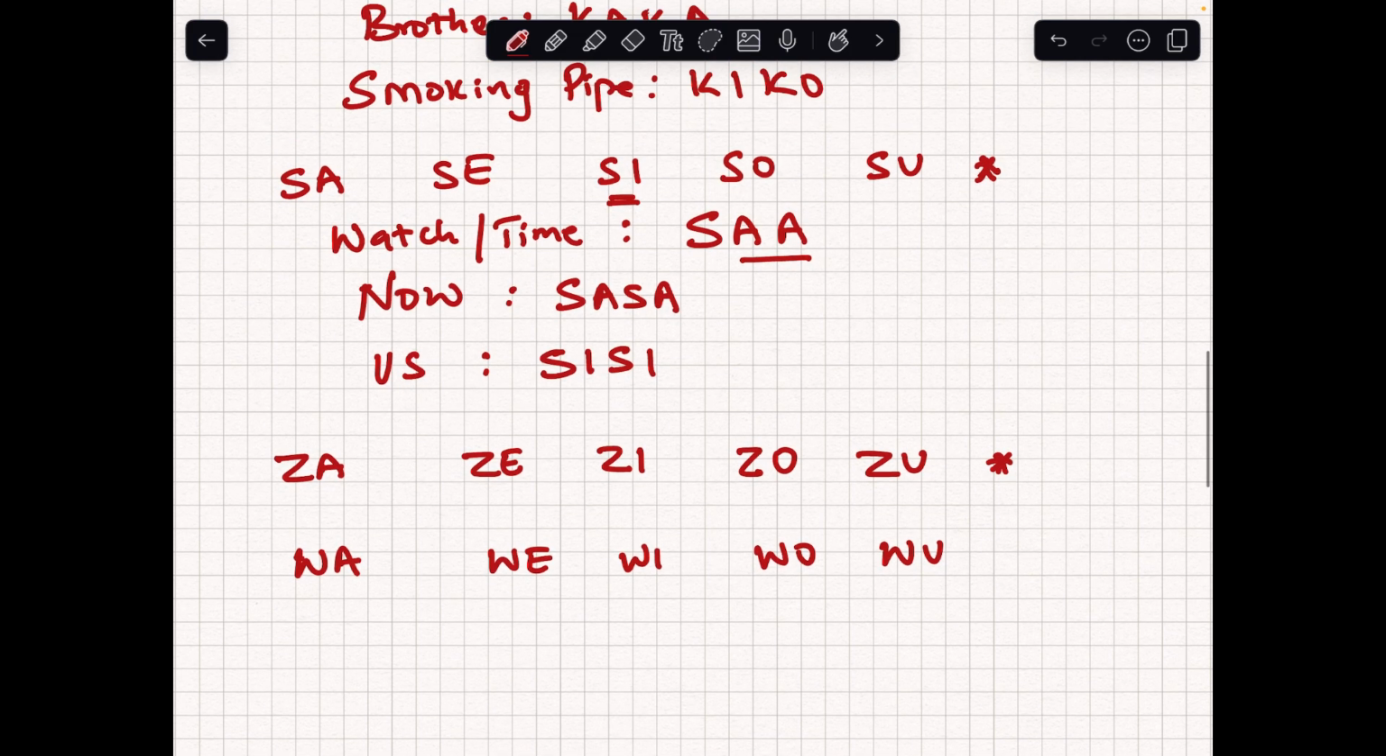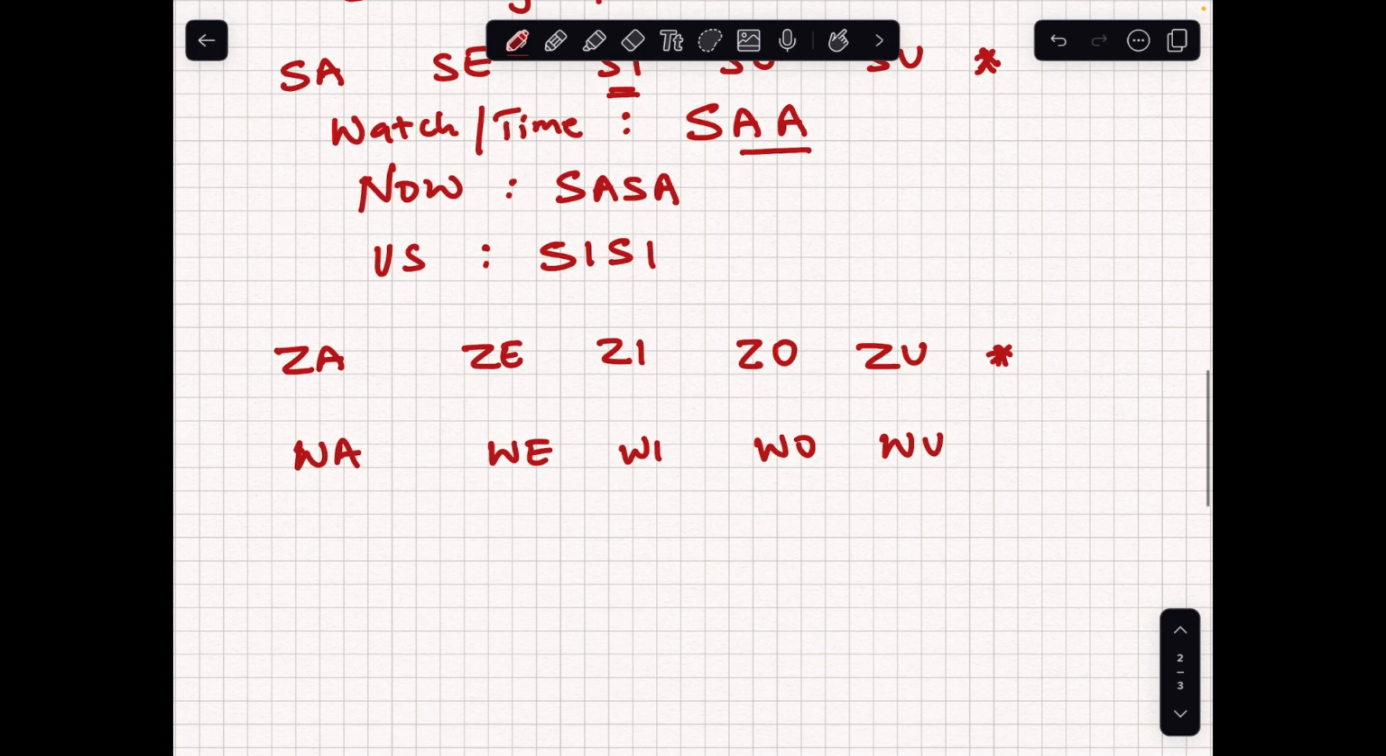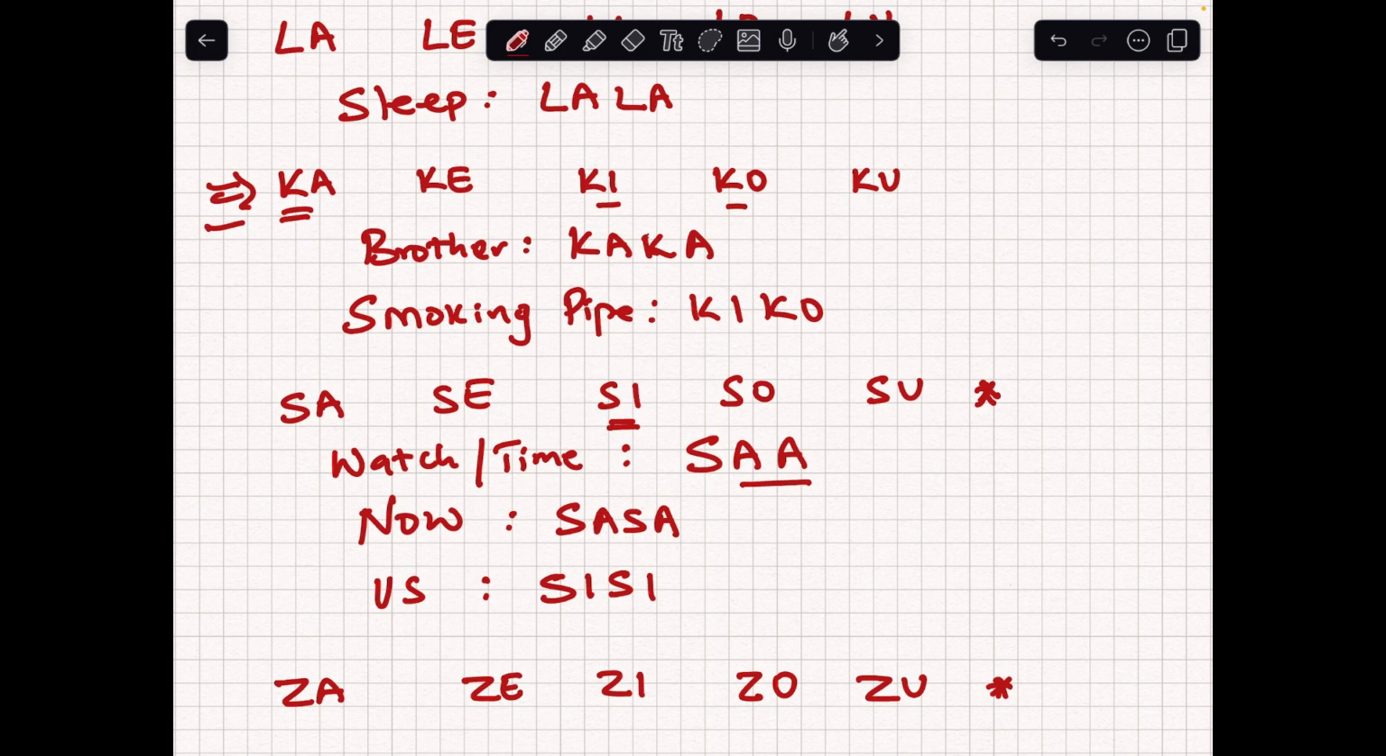Now we already looked at K here. Ka, ke, ki, ko, ku. We can also use G instead of K, and that will be ga, ge, gi, go, gu. That's different from K, where we say ka, ke, ki, ko, ku. And we saw an example, kaka and kiko.